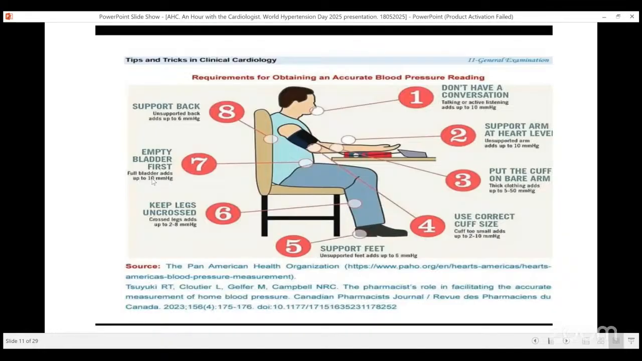And then support your back. Don't just allow it to hang loose. Support your back so that you are well rested, and that will help with the blood pressure. An unsupported back can increase the blood pressure by 6 millimeter mercury.